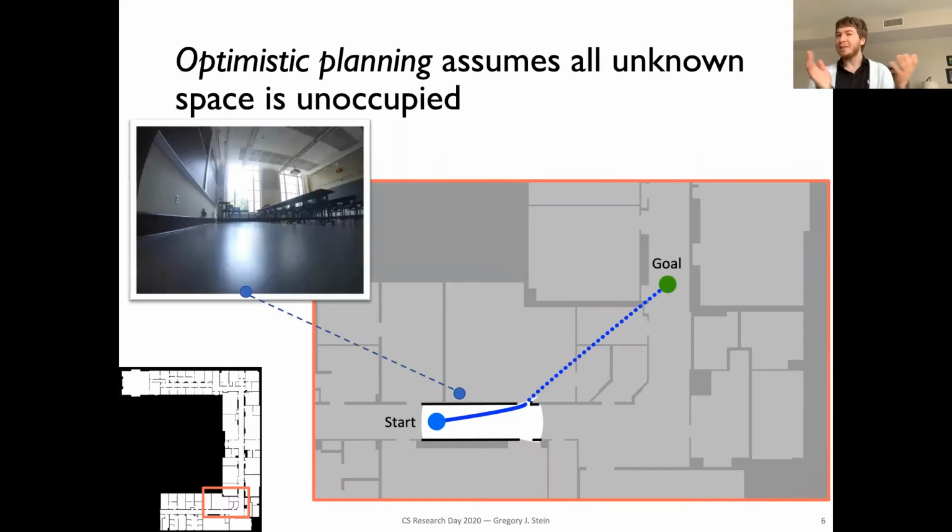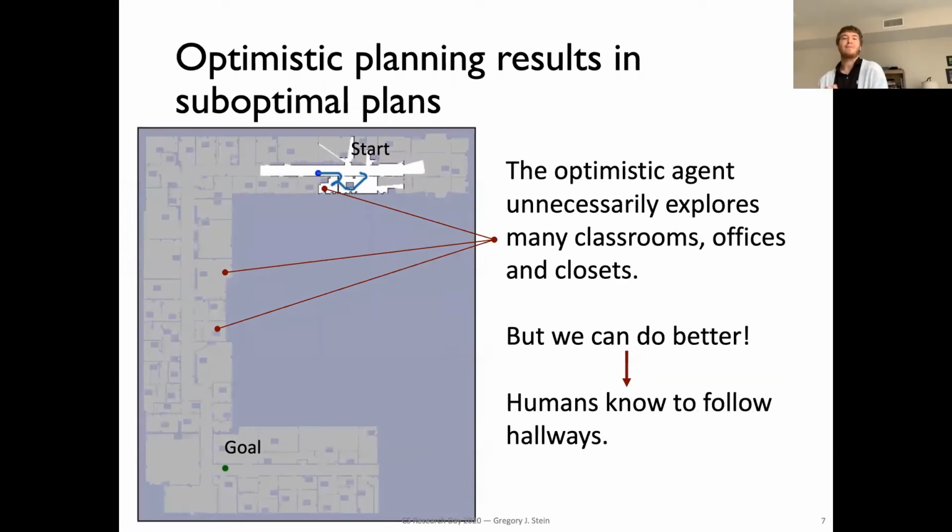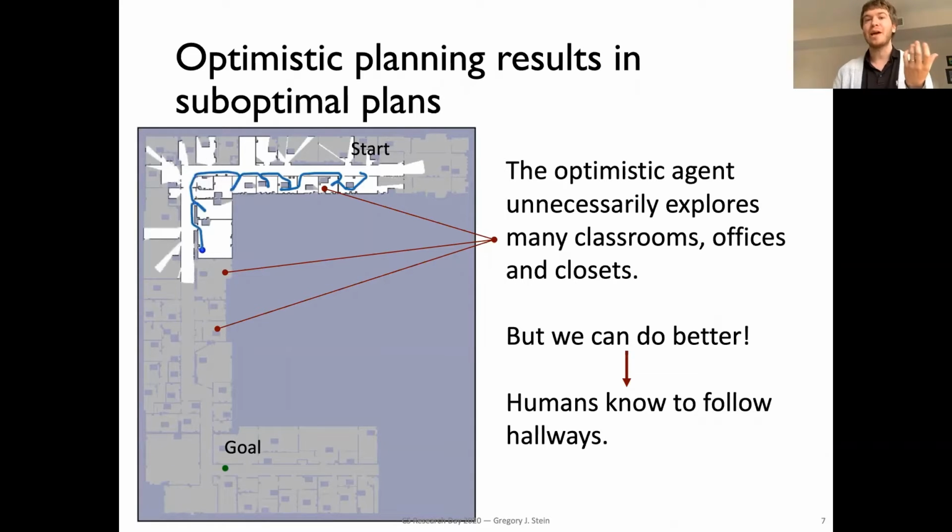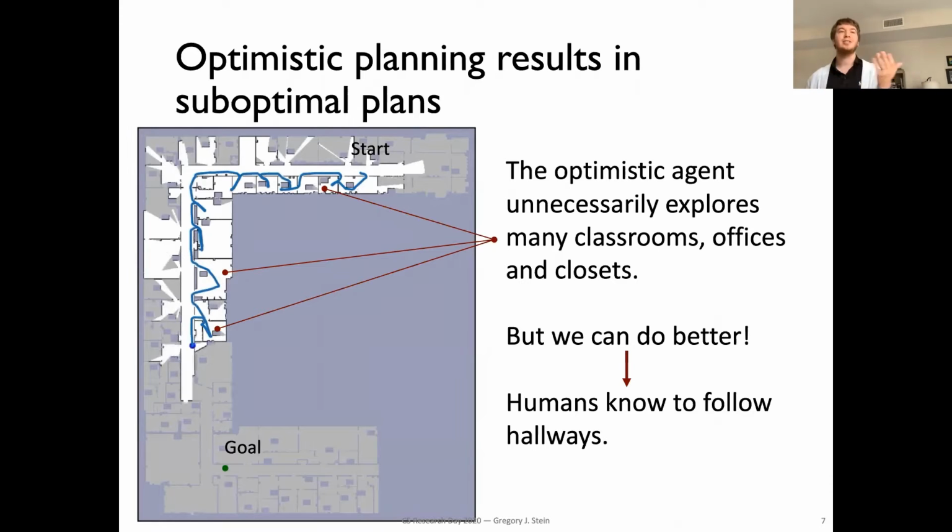But it makes an early left turn into what you or I might recognize is a dead end. It's a classroom, it doesn't have another door at the back, it has this little supply closet that inevitably the robot is going to find itself navigating towards, and then it's not going to be able to navigate towards the goal without leaving the classroom and backtracking on itself. So optimistic planning is kind of frustrating because it results in suboptimal planning. Robots tend to navigate themselves in unfavorable directions and enter many classrooms, offices, closets, things that people tend to know are, let's say, obvious dead ends.